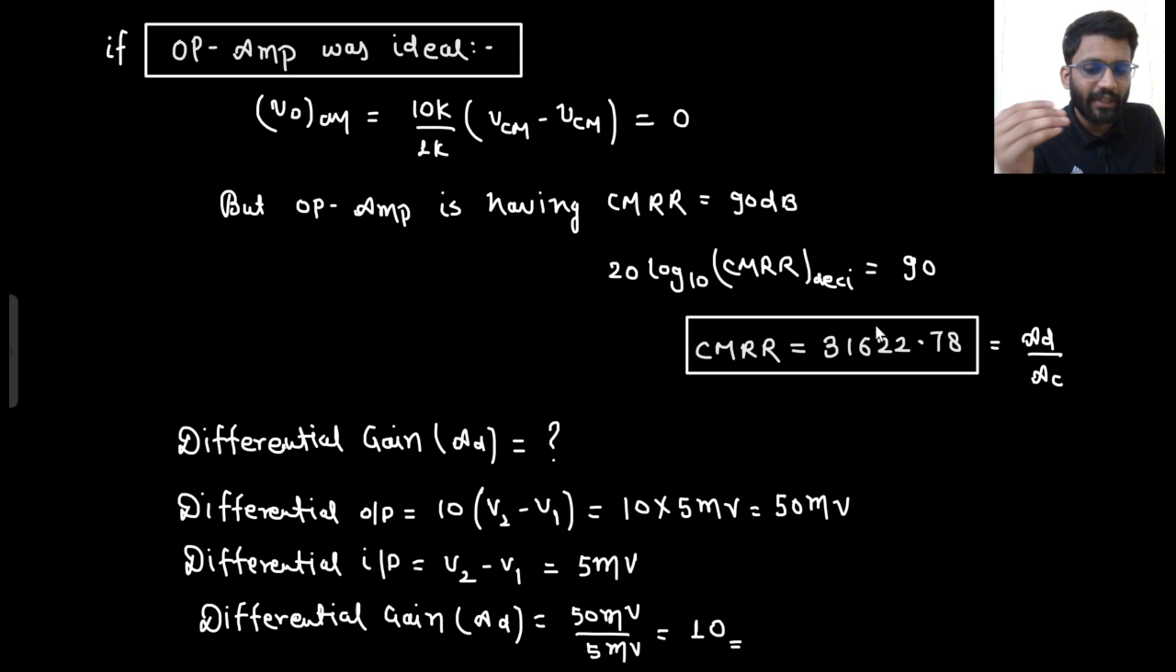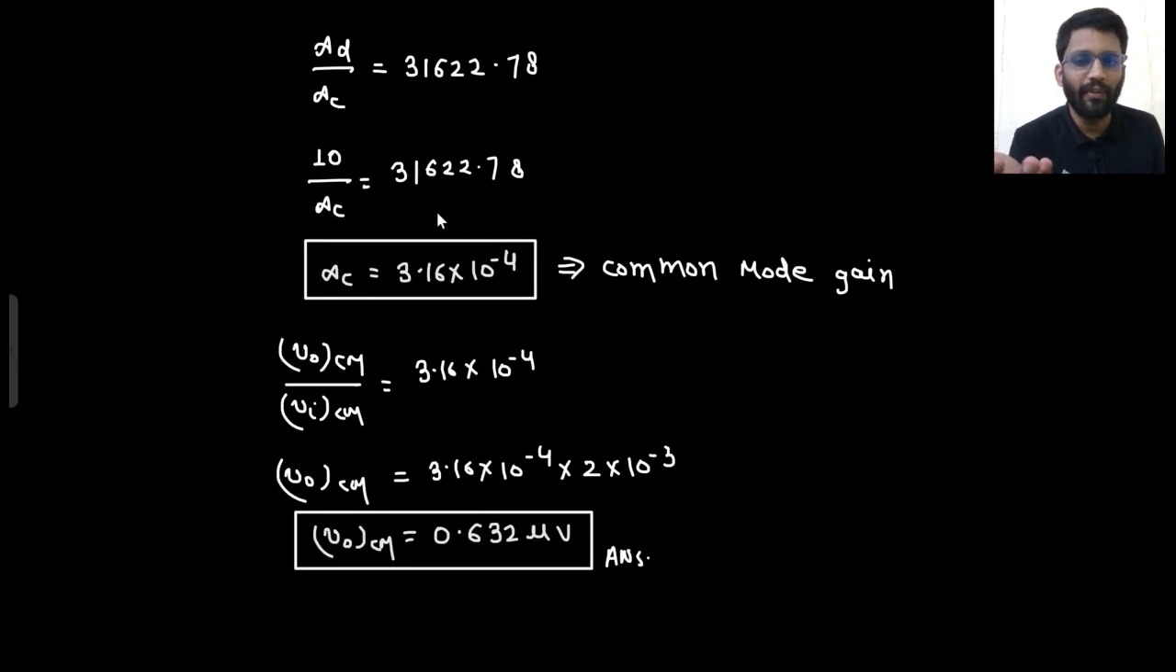Then we go to know what is my differential gain. My differential gain is 10. So what will be my common mode gain? My common mode gain will be very, very less. It will be some 3.16 into 10 to the power minus 4. So this is my common mode gain. So if I have the common mode gain, I can find the common mode output because I already have the common mode input. The common mode input is 2 millivolt. So from the common mode input 2 millivolt, I could get the common mode output. That's it. This was the particular question.